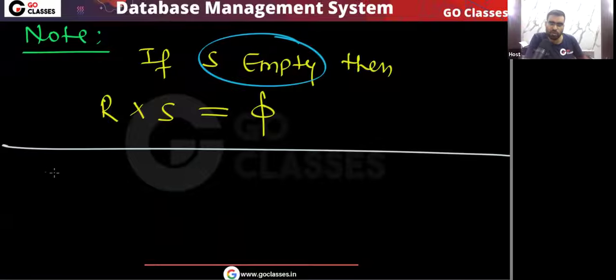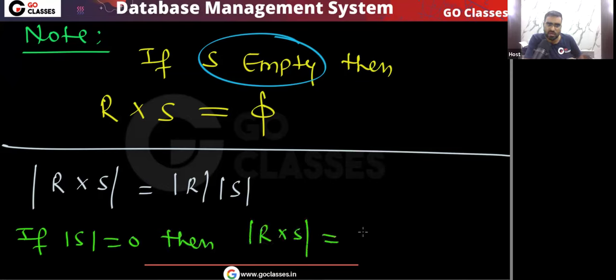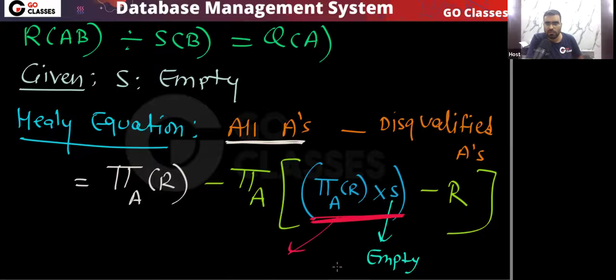One more thing: you can notice that cardinality of R cross S is equal to cardinality of R multiplied by cardinality of S. So if cardinality of S is 0, then what will be cardinality of R cross S? That also will be 0, right? So if S is empty, then R cross S will be empty. If S is empty, what will happen to this cross product? This also will be empty.